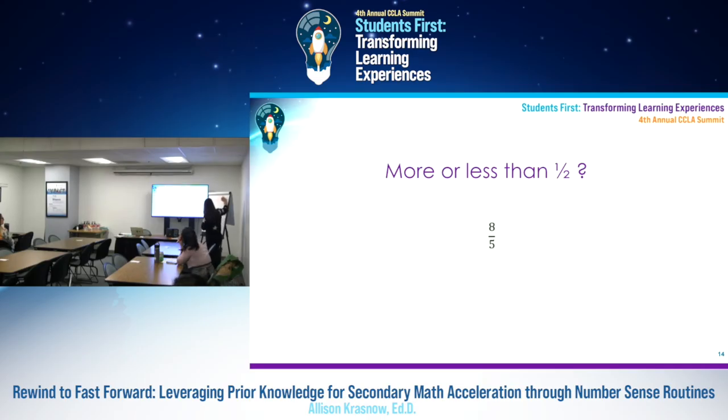So here's 8/5. But I could use a similar model. Here's 0 and here's 1, but now I'm dividing it into 5 pieces. 8/5 is somewhere way over here. And I could think about that in terms of my half, right? Often students look at that and have no idea what it's talking about, but we can refer it back to one of these other models.